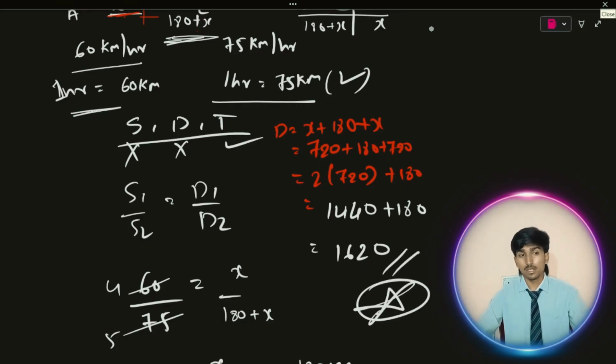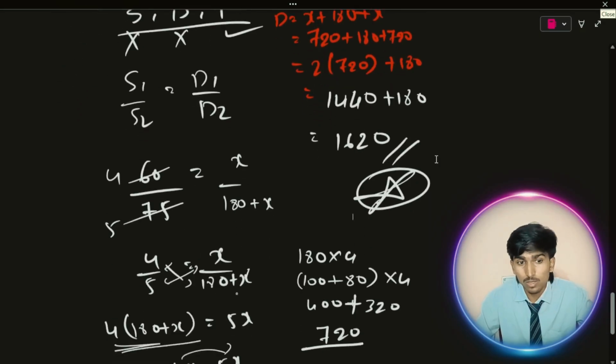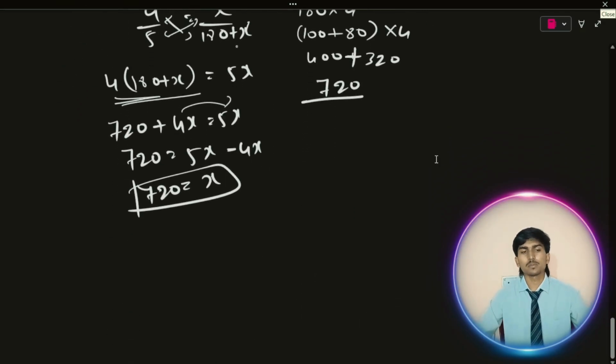These concepts are very, very important. This is how we solve the normal basic problems of time, speed and distance. So this is all the basic idea of time, speed and distance, and in the next video I'm going to come up with average speed.